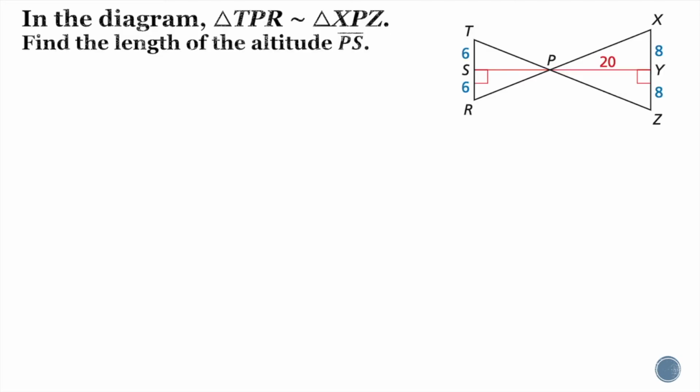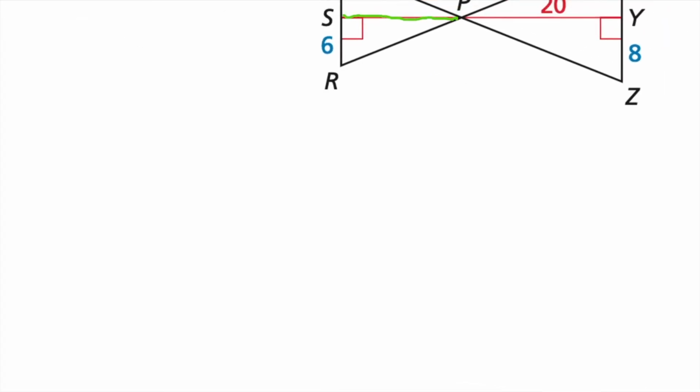Great. Here in this diagram, I have triangle TPR is similar to triangle XPZ. I'm asking you to find the altitude of PS. If you don't remember, the altitude is the height of the triangle. So I'm asking you to find the height of triangle TPR, sorry.